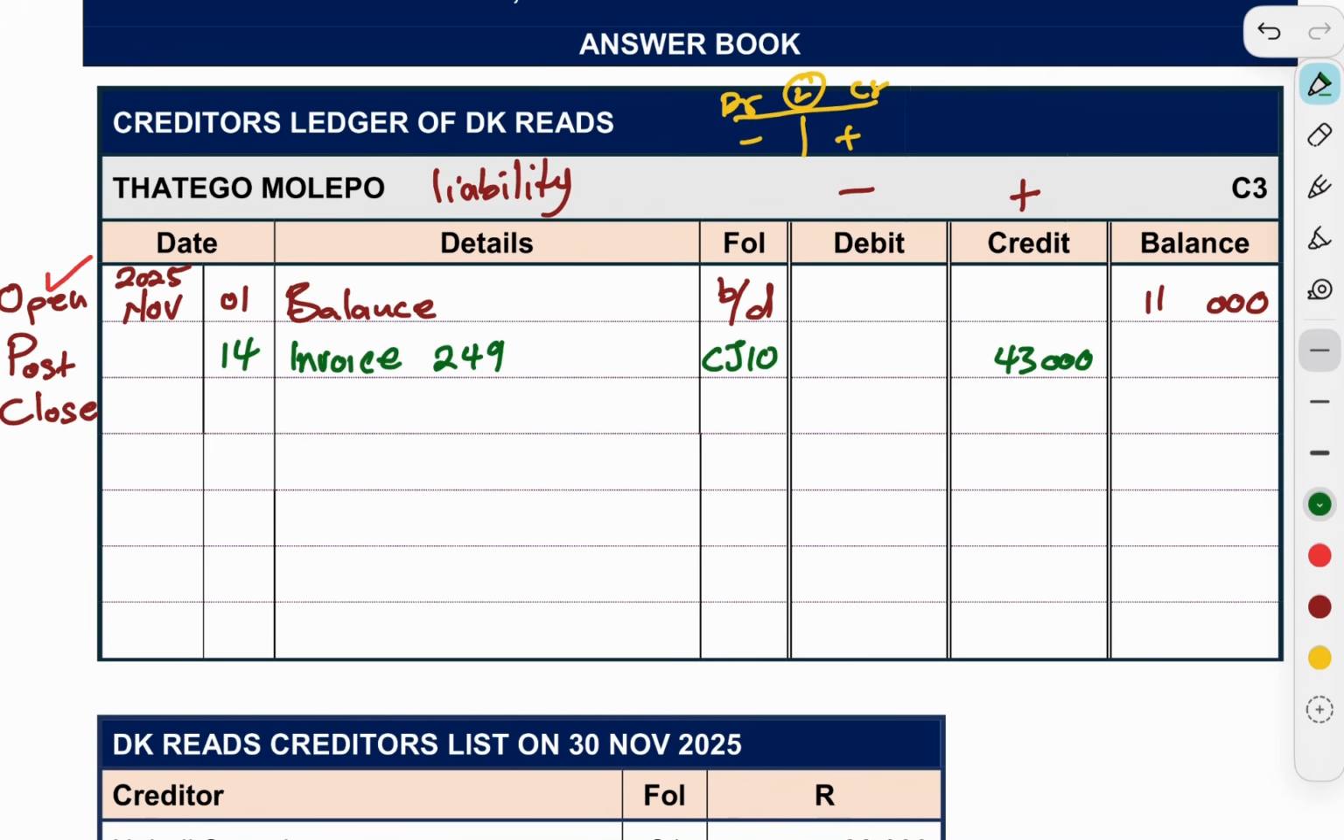And guys, immediately you need to update the balance. So it's going to be 11,000 plus 43,000. And how much do you get? You should have 54,000. After day 14, your credit has now risen to 54,000. Okay, so let's go to the next transaction.